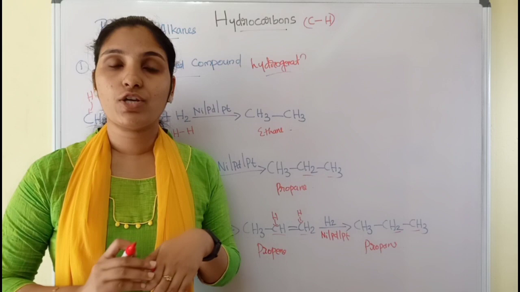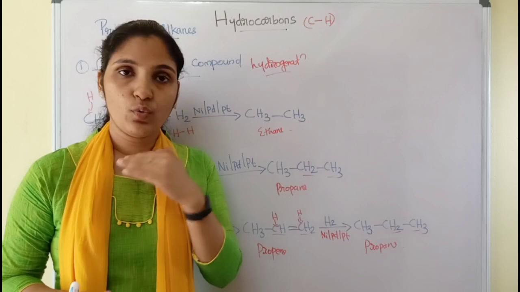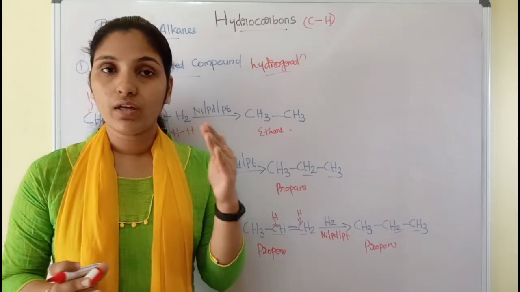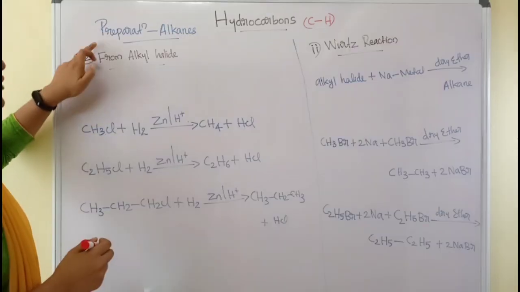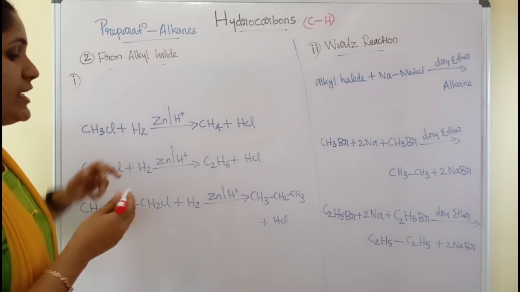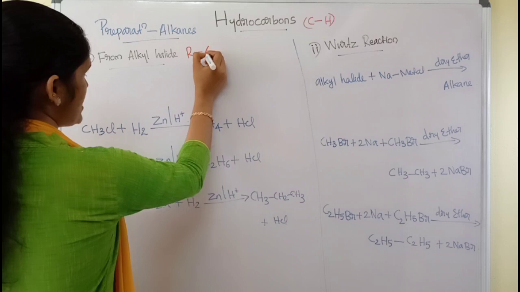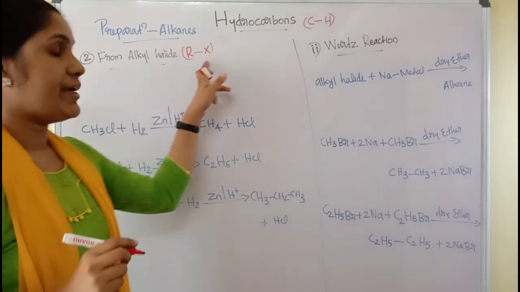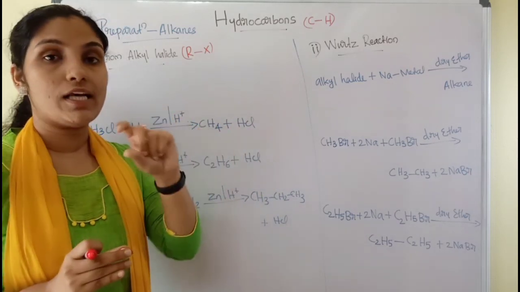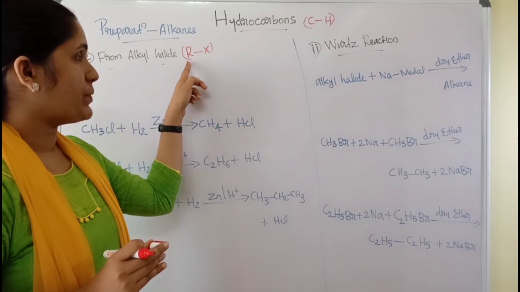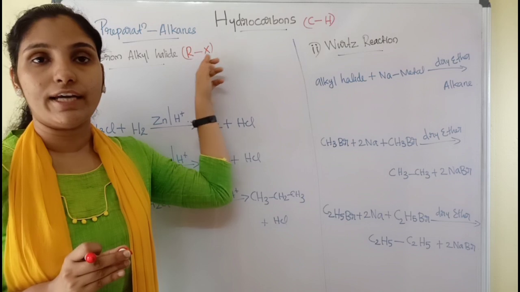So the first method of preparation of alkane is from unsaturated compounds like alkene or alkyne, which on hydrogenation in presence of nickel, palladium, platinum, produce the corresponding alkane. The second method of preparation of alkane is from alkyl halide. So what is alkyl halide? The general formula of alkyl halide is RX. That means one of the hydrogens from the alkane is removed and substituted with a halogen, that is called alkyl halide. The R group represents the alkyl group. To the alkyl group, if any halogen is attached, that is called alkyl halide.